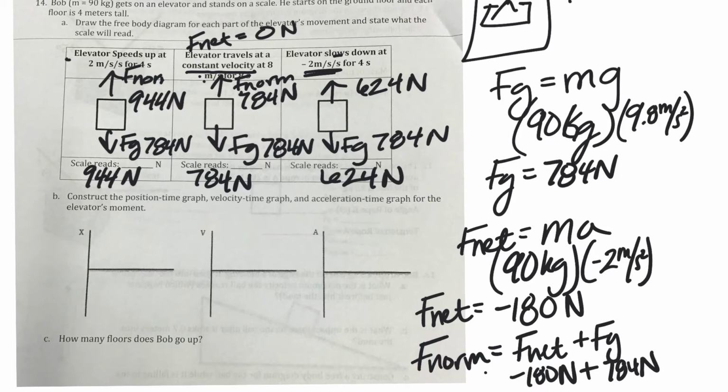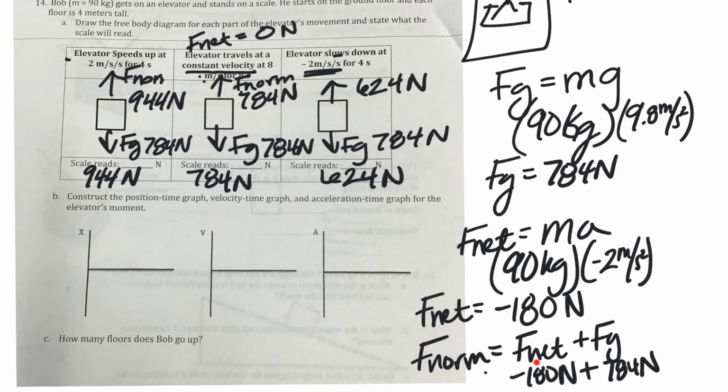So to recap, find your force of gravity by multiplying 90 kilograms of his mass times the acceleration due to gravity on Earth, which is 9.8, and we get 784. And that's true for all of these scenarios. Then we're going to find our normal force. If it's constant velocity or at rest, like this middle one is, they'll be the same. And then if it's accelerating, either speeding up or slowing down, we're going to multiply our mass times our acceleration, and that's going to find our net force.